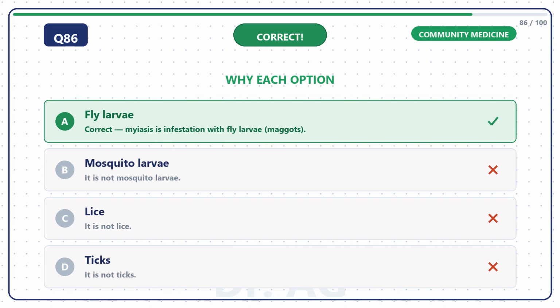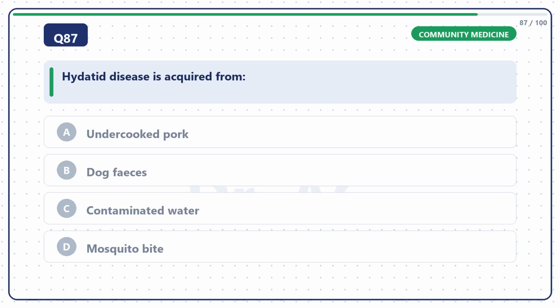Correct, myiasis is infestation with fly larvae, maggots. So, the right answer is option A. Fly larvae. Question 87. Hydatid disease is acquired from option A, undercooked pork. Option B, dog feces. Option C, contaminated water. Option D, mosquito bite.